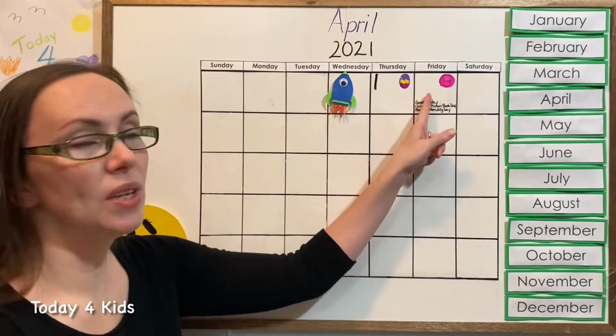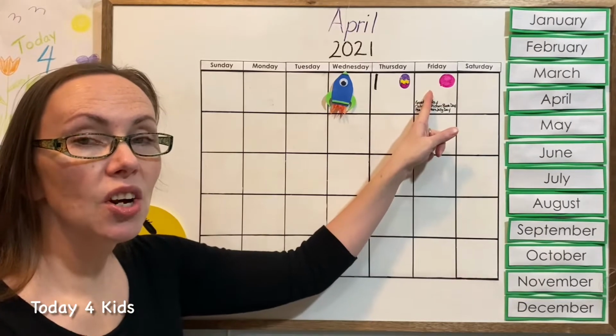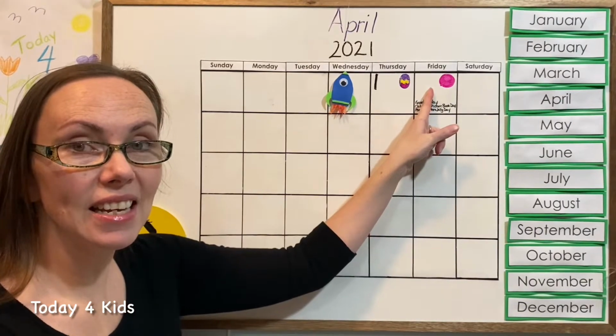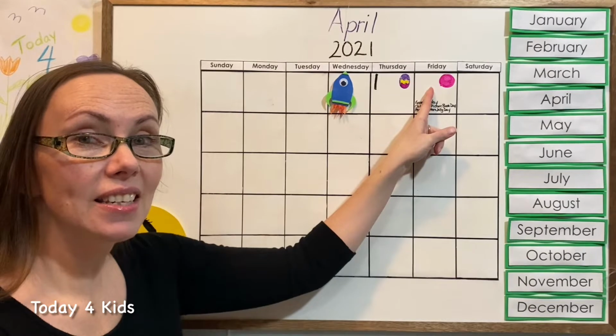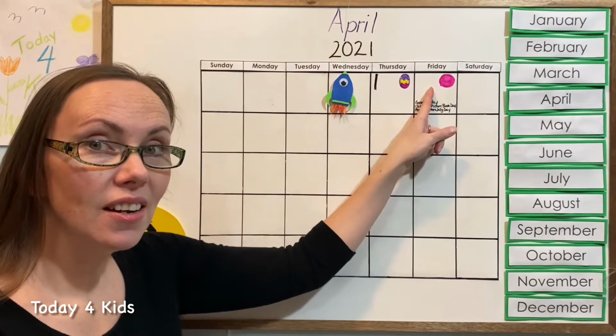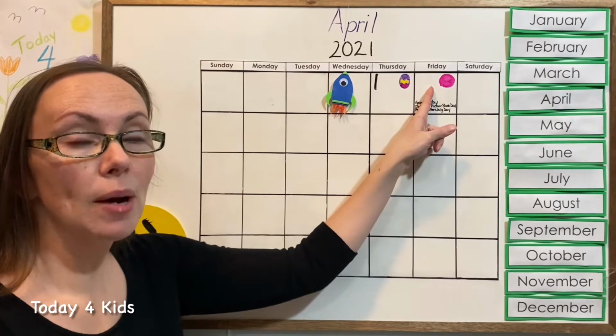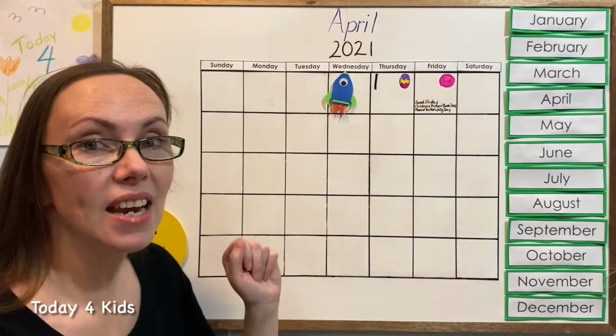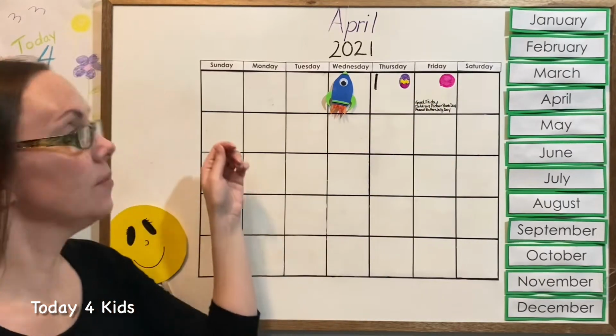So now that we know that this is the square for today, we can figure out what the name of our day is today. Do you remember how many days of the week there are? I hear some great guesses. Let's go up to the top and we'll count and say the names of the days together. Are you ready?